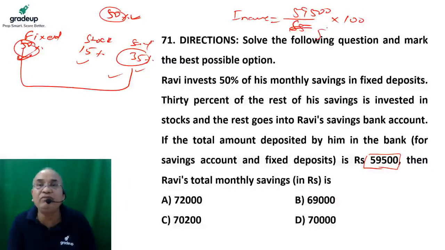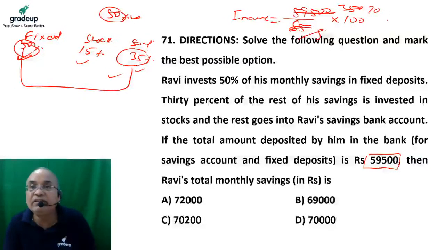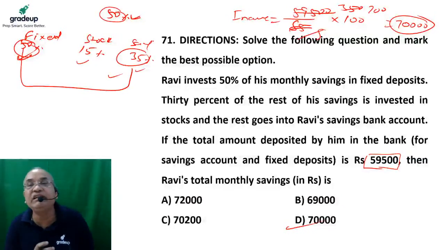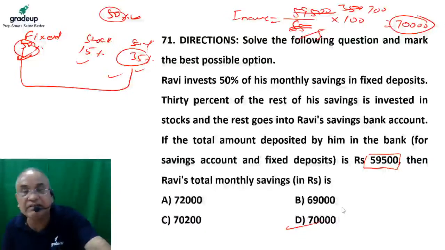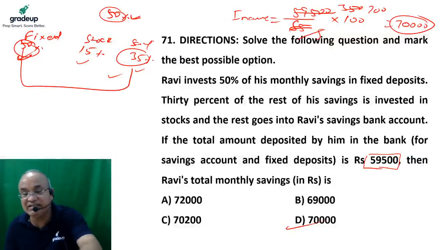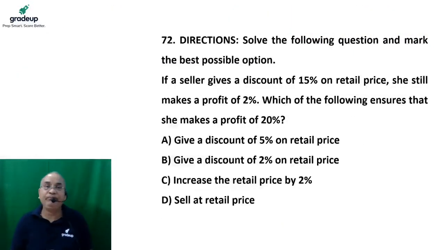So 17 fives are this much. It is nothing but how much? 17 sevens are... So it will become 70,000, I think. So the right answer is 70,000. So 85% is equal to 59,500, and 100%, which is the income, is equal to this much. So I think you got it. No problem at all. Okay, very good, nice. Everybody is getting it.